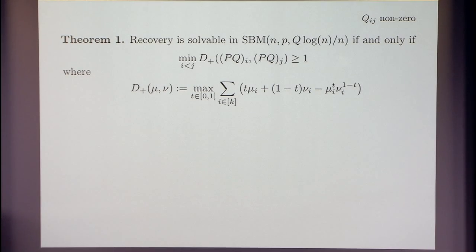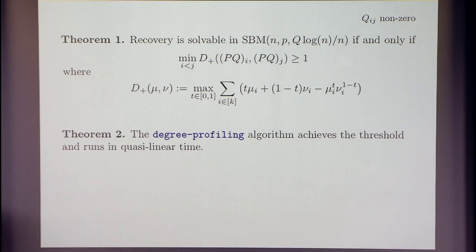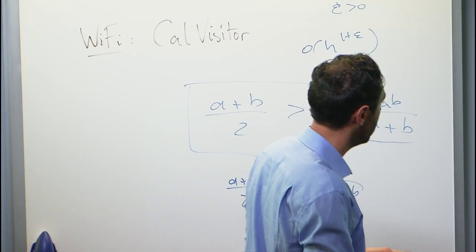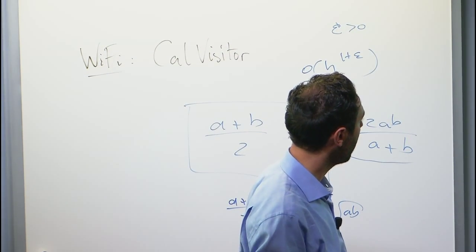So now, what can you do algorithmically? So we have an algorithm, which we call degree profiling, that achieves the threshold and not only is efficient, but it's actually quasi-linear time. So that means complexity is O(n^(1+epsilon)) for all epsilon positive, for epsilon as small as you want, as long as it's positive.